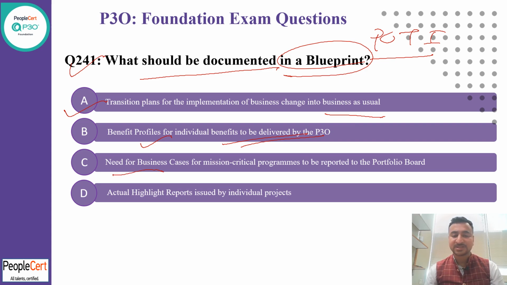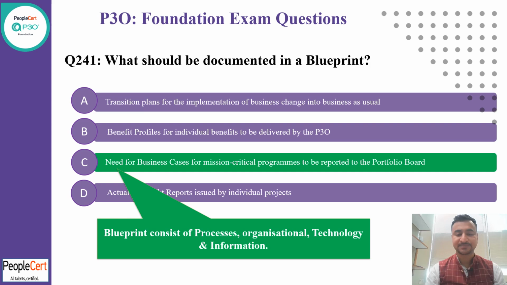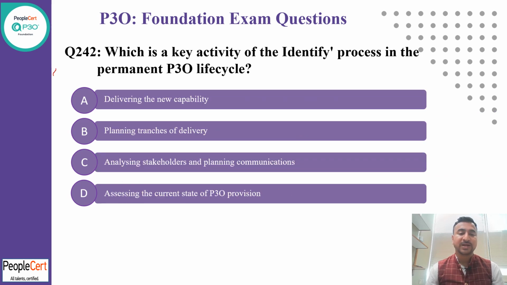Need for business cases for mission critical programs to be reported to a portfolio board. So this is process related stuff, that is, which information reports to whom. So that should really be documented in your blueprint. Actual highlight report issued by the individual project, that is not a P3O blueprint. That is a very normal status monitoring thing, so it's not required in a blueprint. So I believe C would be the most correct answer. Yes, it is. Let's move to the next question.